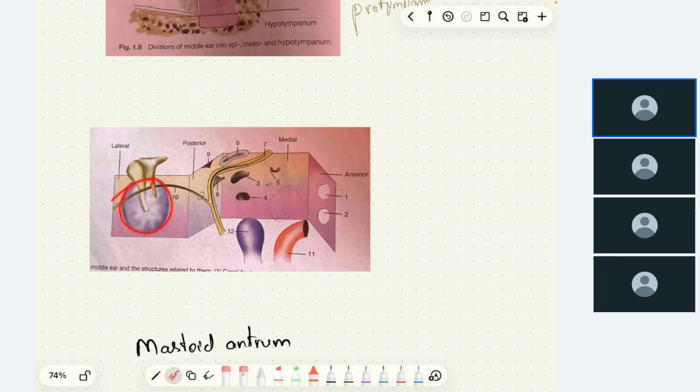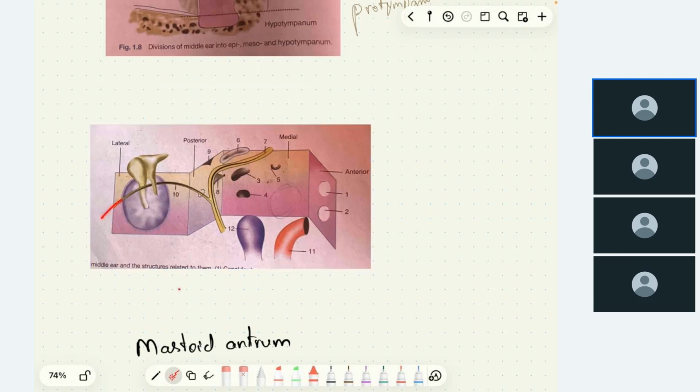This is the lateral wall. In the lateral wall, the maximum part is bounded by the tympanic membrane. We have the chorda tympani, the branch of the facial nerve, running medial to the tympanic membrane in the middle ear. Also we can see the projection of the long process of incus, and the lateral process of malleus through the tympanic membrane while we do examination.